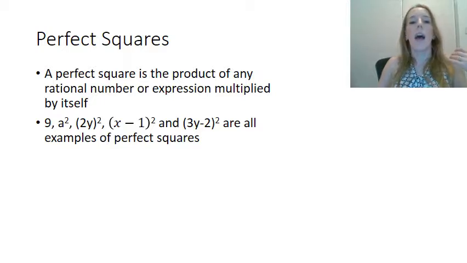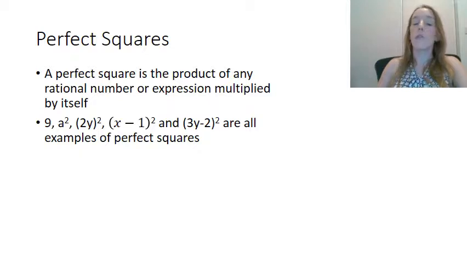So a perfect square is the product of any rational number or expression that's been multiplied by itself. So for example, 9 is what we call a perfect square because it's the product of 3, which is a rational number, multiplied by itself. So 3 squared is 9. So 9 is the product of that rational number, therefore it's a perfect square.